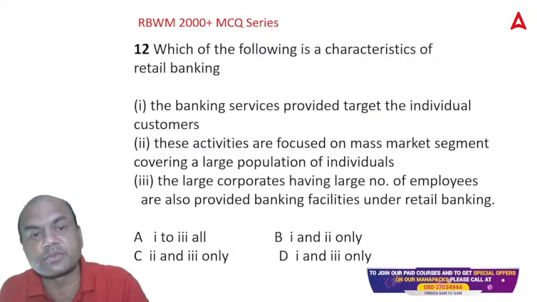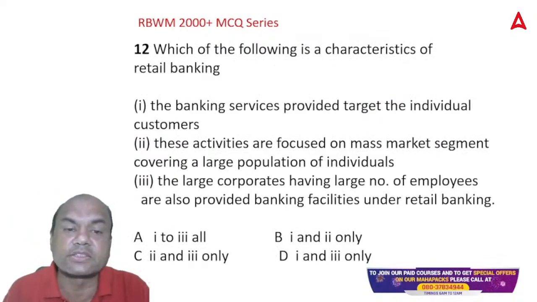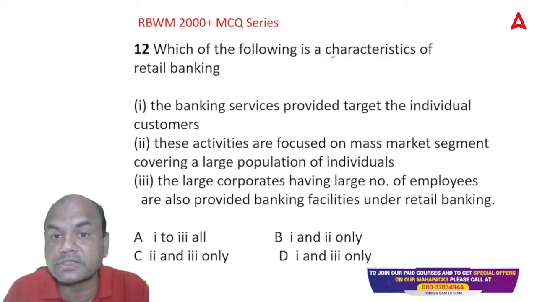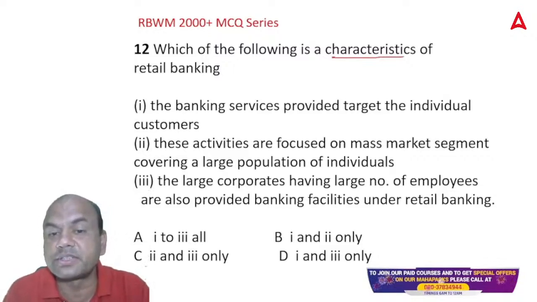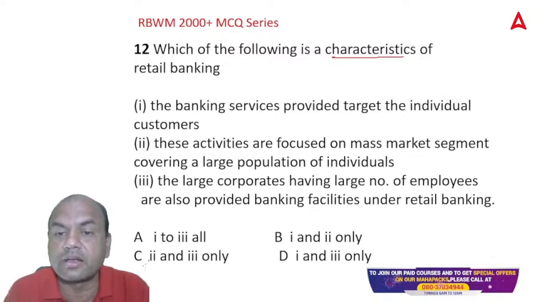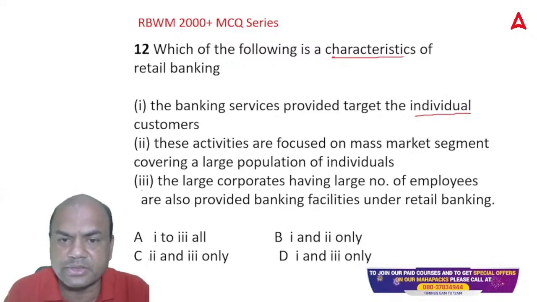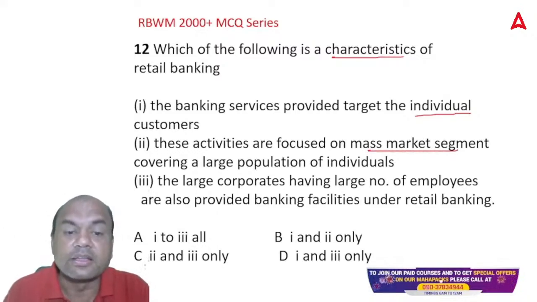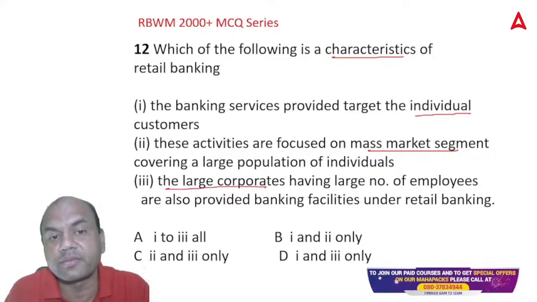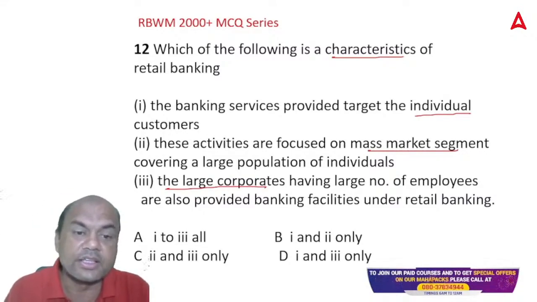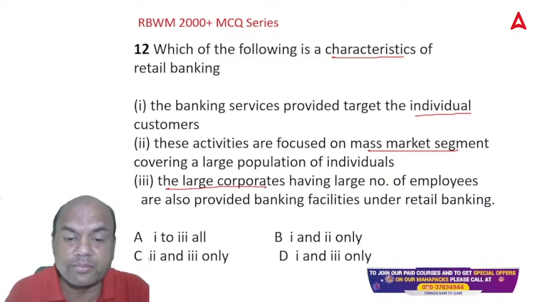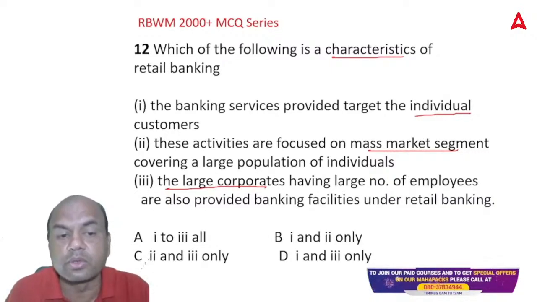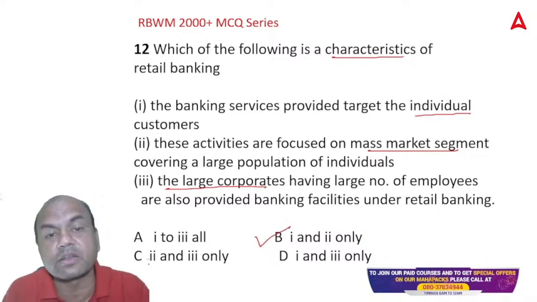Next one. Which of the following are the characteristics of retail banking? The banking service that targets individual customers. Individual customers that are focused on the mass market segment. So that is also okay. That is focused on large corporates. Is large corporates the focus of retail banking? No. Is it 1, 2 and 3 all of them, or only 1 and 2? So the answer is B, 1 and 2 only. Large corporates are not the focus of retail banking.